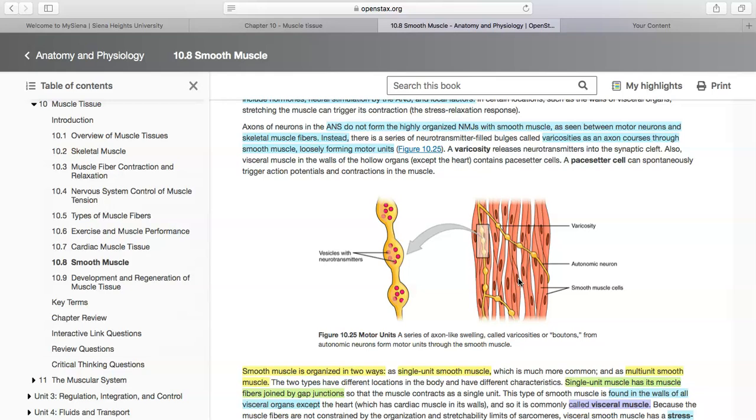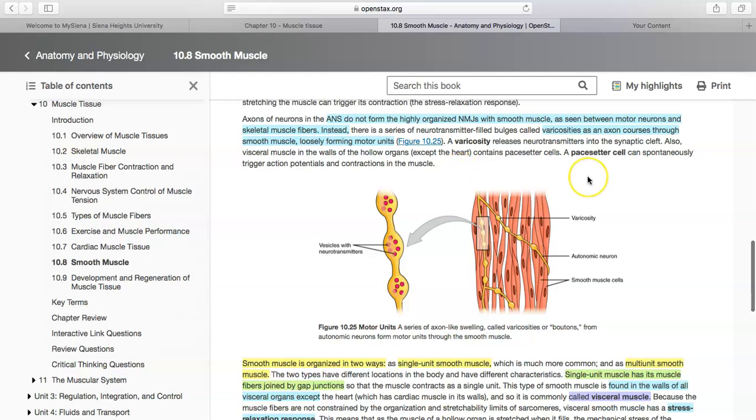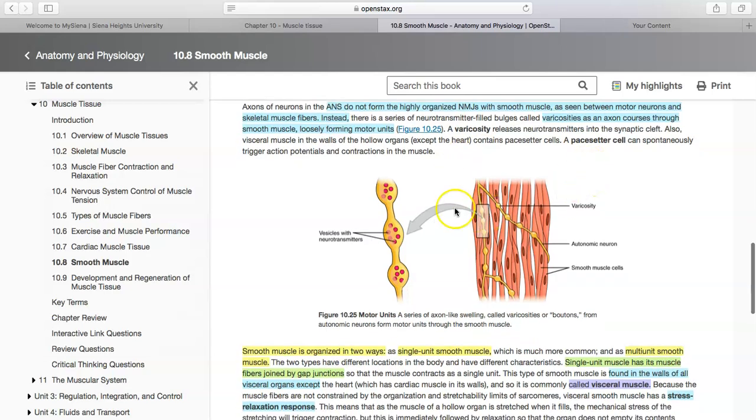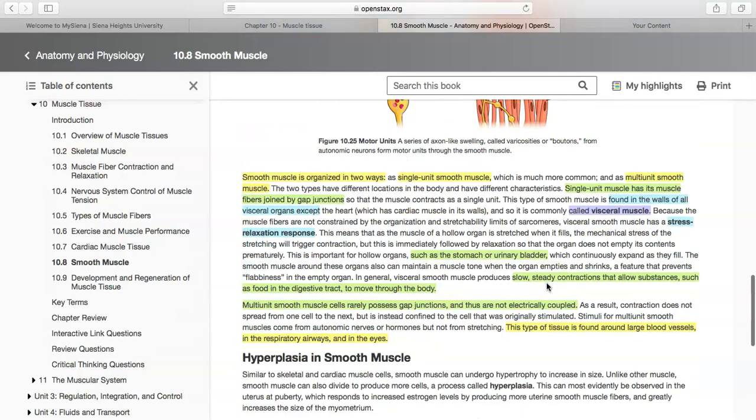So they have these cells called pacesetter cells in all of the organs except for the heart, because the heart is a little bit different because it has cardiac muscle. But a pacesetter cell spontaneously triggers action potentials and allows for contractions of the entire muscle.